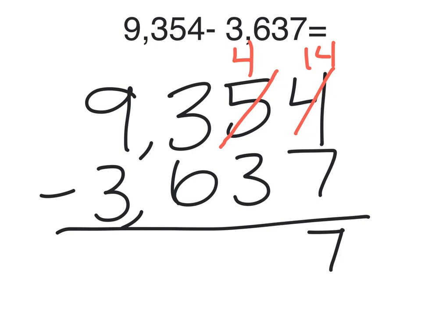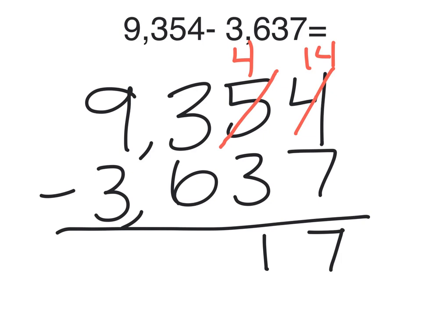Now let's look at our tens place value. It says 4 minus 3. Is that possible? Can you take away 3 from 4? Yes, you can. So 4 minus 3 is going to be what? You should have said 1. All right, now we have our ones done, we have our tens done.